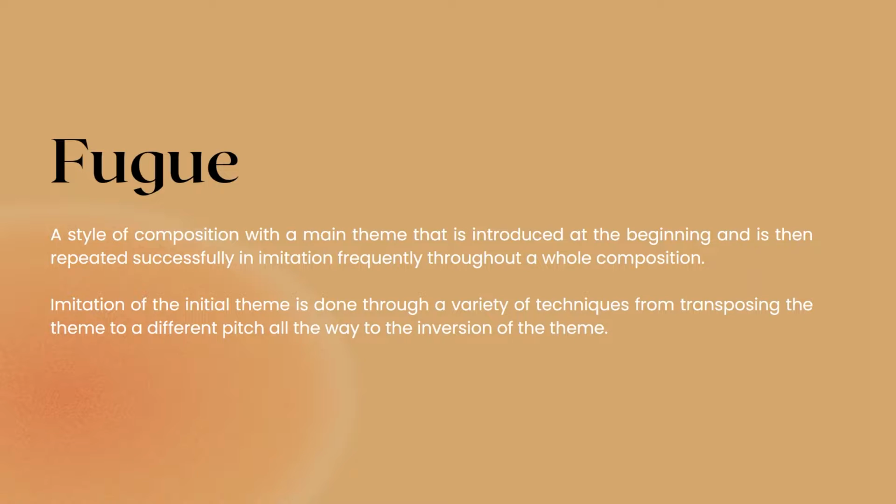A fugue is a style of composition with a main theme that is introduced at the beginning and is then repeated successively in imitation frequently throughout a whole composition. The imitation of the initial theme is done through a variety of techniques, from transposing the theme to a different pitch, all the way to the inversion of the theme.